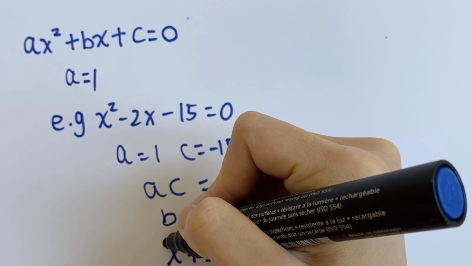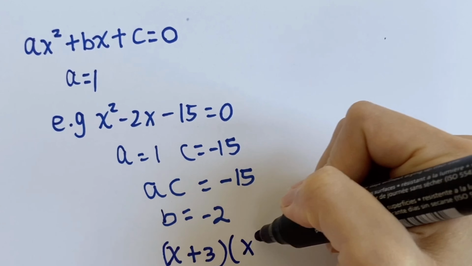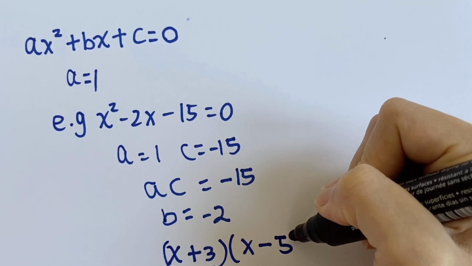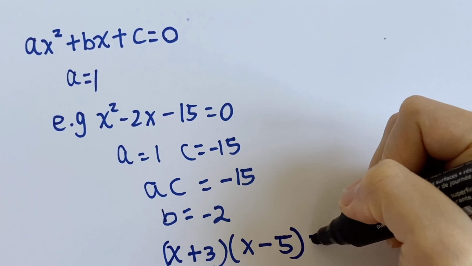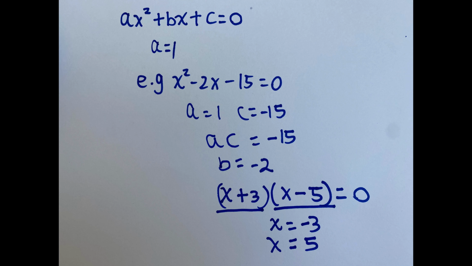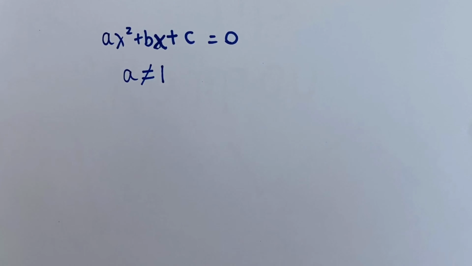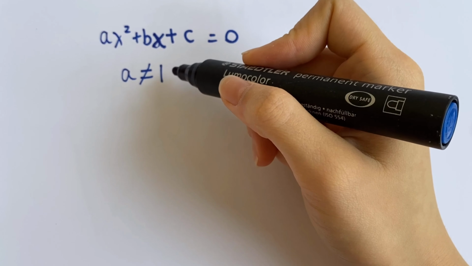x plus 3 times x minus 5, and you would set it equal to 0 in order to find the value of x. Then you would know that either x plus 3 equals 0 or x minus 5 equals 0. And you will end up with x equals minus 3 and x equals 5. But what if a does not equal 1?